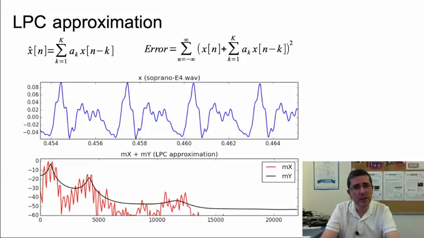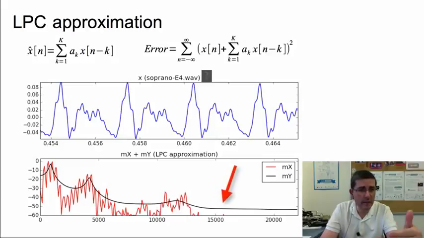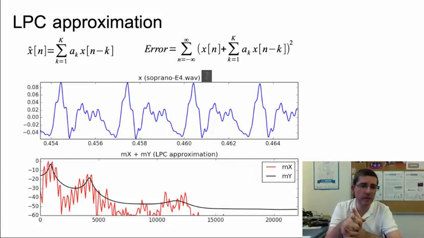So if we start from a sound, for example, of a voice sound like this soprano sound that we can listen to. In fact, this is a type of sound that is commonly approximated with an LPC model. And what it does is obtain this black line that we see in the bottom plot. So in the bottom plot, we see the magnitude spectrum of this fragment of this voice, and the black line is the magnitude spectrum of the approximation of this LPC filter that approximates this signal.